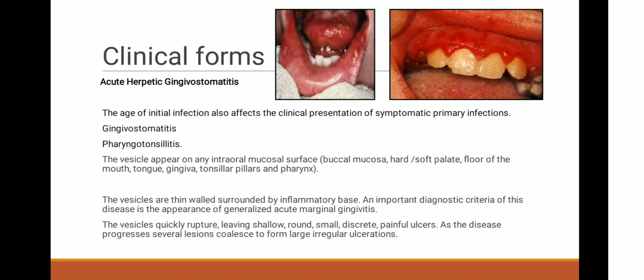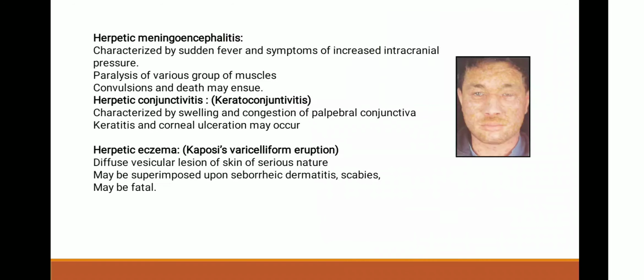The vesicles are thin-walled and surrounded by an inflammatory halo. An important diagnostic criterion is a generalized acute marginal gingivitis. The vesicles quickly rupture, leaving behind a shallow, round, small, painful ulcer, and as the disease progresses, they coalesce to form a larger defect. Herpetic meningoencephalitis is characterized by sudden fever leading to increased intracranial pressure.